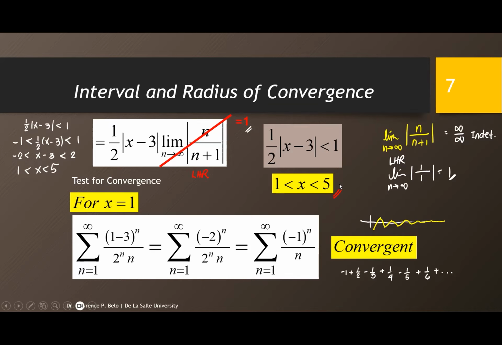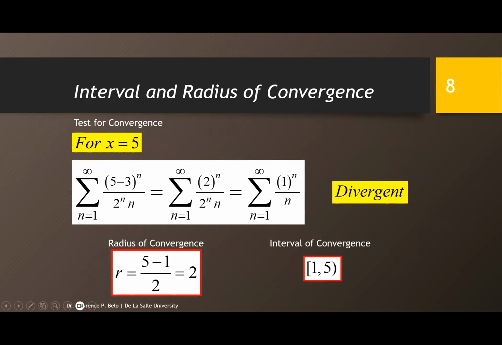Let's evaluate now when x is equal to 5. So when x is equal to 5, let's try evaluating. When n is equal to 1, it's 1. When n is equal to 2, it's 1 half, 1 third, 1 fourth, 1 fifth, 1 sixth, and so on. So when you try to graph this one, positive 1, 1 half, 1 third, 1 fourth, 1 fifth, 1 sixth. So it's like that. Does it converge?